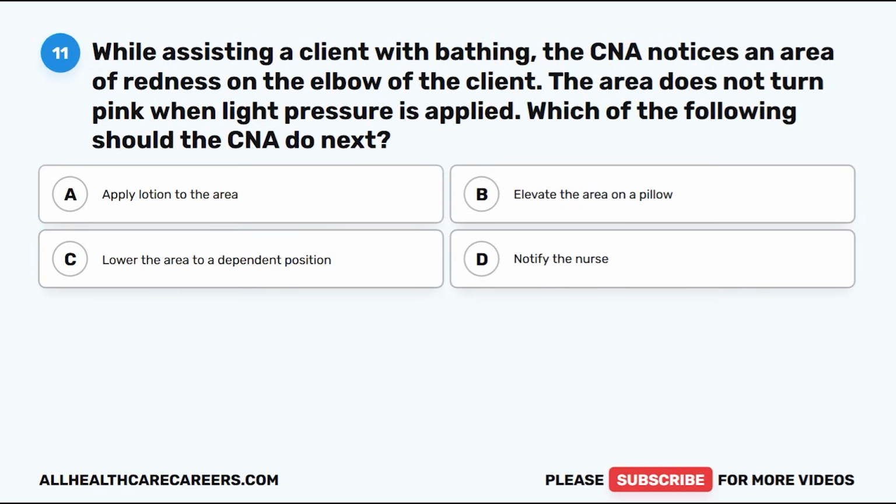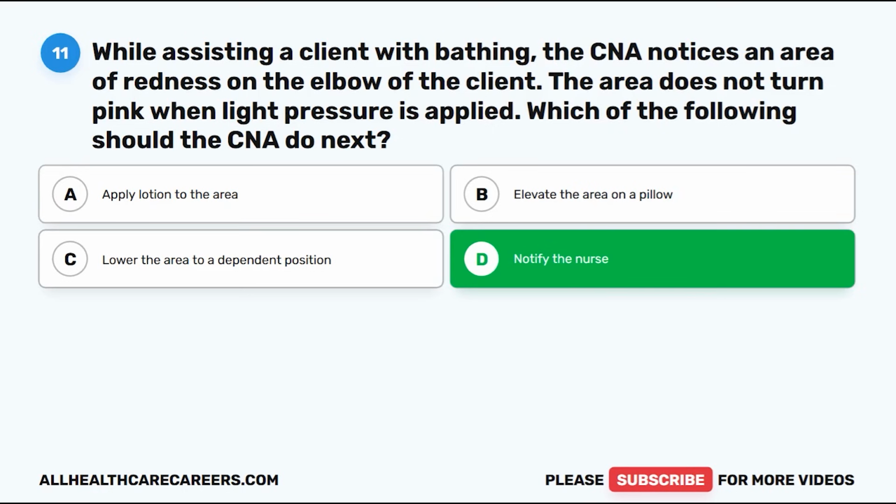Question 11. While assisting a client with bathing, the CNA notices an area of redness on the elbow of the client. The area does not turn pink when light pressure is applied. Which of the following should the CNA do next? Option A. Apply lotion to the area. B. Elevate the area on a pillow. C. Lower the area to a dependent position. D. Notify the nurse. The correct answer is D.